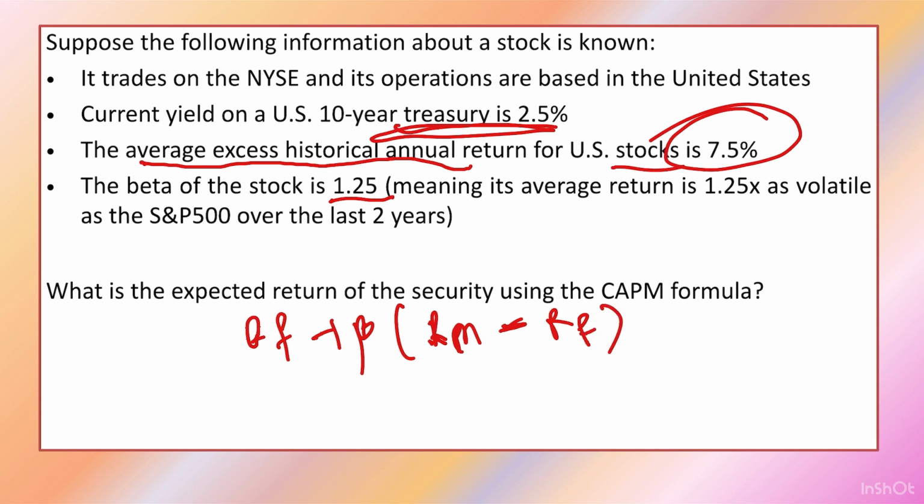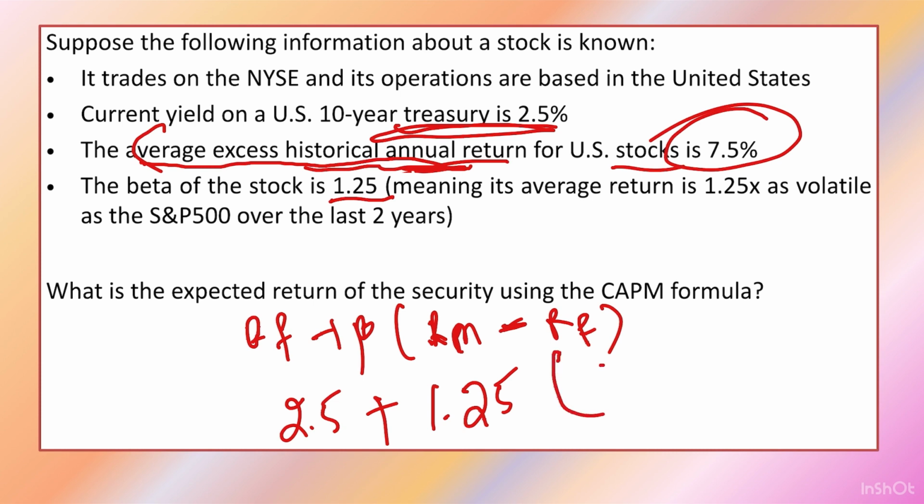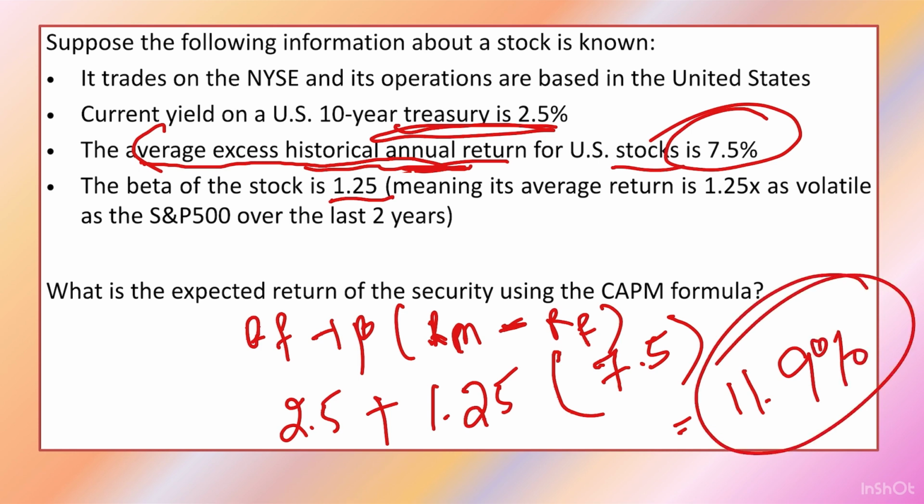Putting the values over here, what is my risk-free return? That is 2.5% plus what is my beta? 1.25. Now over here it is given as the average excess historical return, so directly the premium is given to me, right? Risk premium. So if we compute this, what is the value? This value comes out to be 11.9%. So this is my expected return from CAPM.